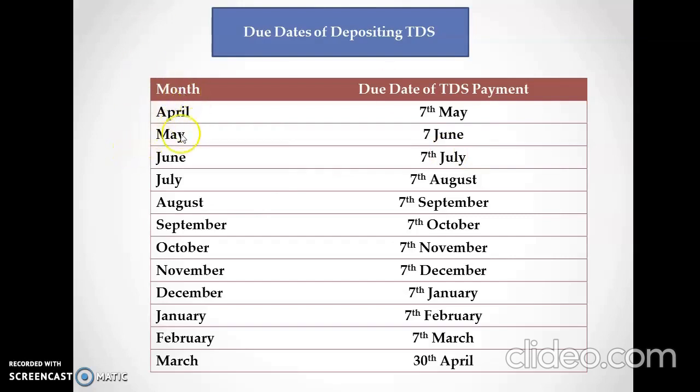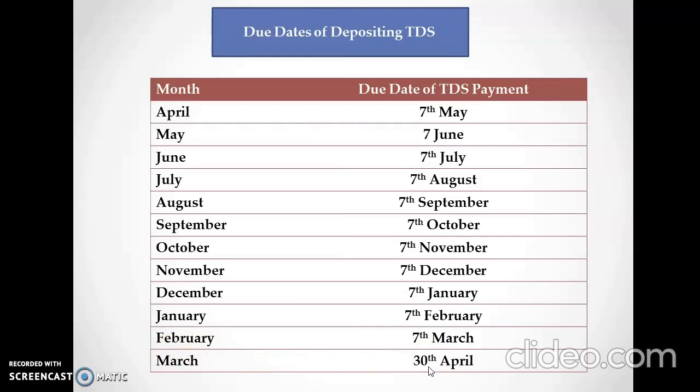So the TDS of April will be deposited till 7th of next month, that is 7th May. Similarly, TDS of May will be deposited till 7th of June. Similarly, TDS of June will be deposited till 7th of July. Similarly, it will go on. But for the month of March, there is a difference. The TDS of March can be deposited till 30th of April.